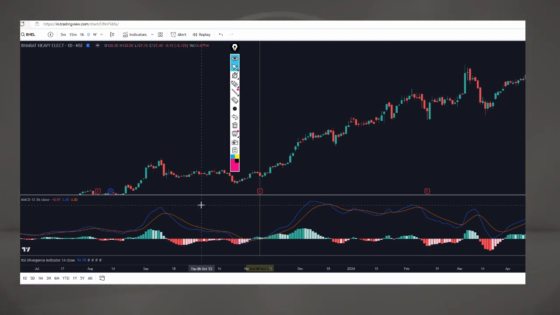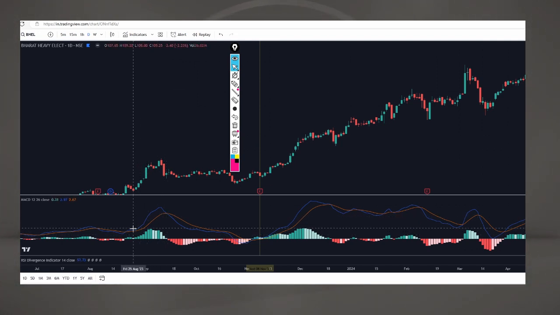Now, what we do is, if the 12 is above 26, then the MACD line will be above 0. And if the 12 is below the 26 EMA, then you can see that the MACD line will go below 0. Now, to smoothen it, you always add a moving average to that. Generally add a 9-period moving average of the MACD.